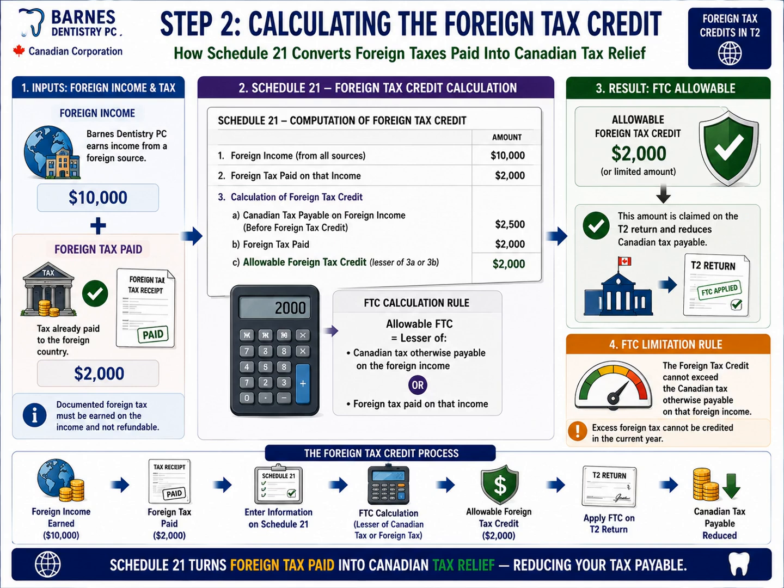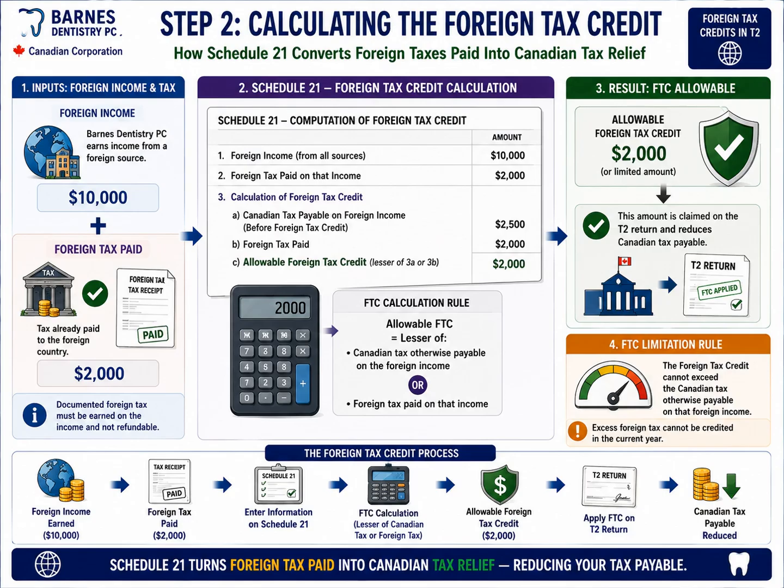This comparison is important because Canada does not automatically allow every dollar of foreign tax to become a credit. Instead, a limitation rule applies. The allowable foreign tax credit is generally the lesser of these two amounts. This is one of the most important concepts in the entire foreign tax credit system.